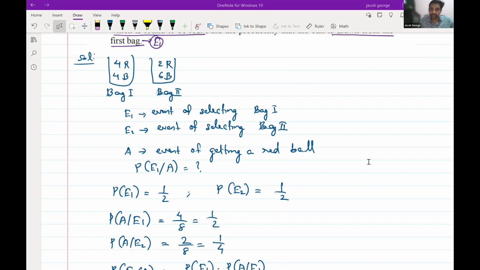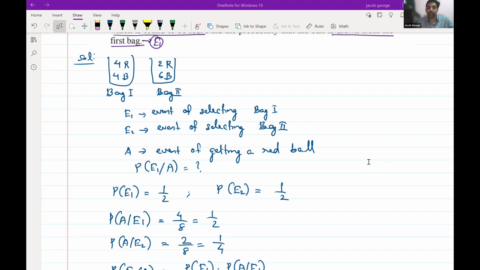A means, the word meaning of that one, A given E1. A means getting what type of ball? Getting a red ball, right? Given that it is from first bag, E1. So look at the first bag.